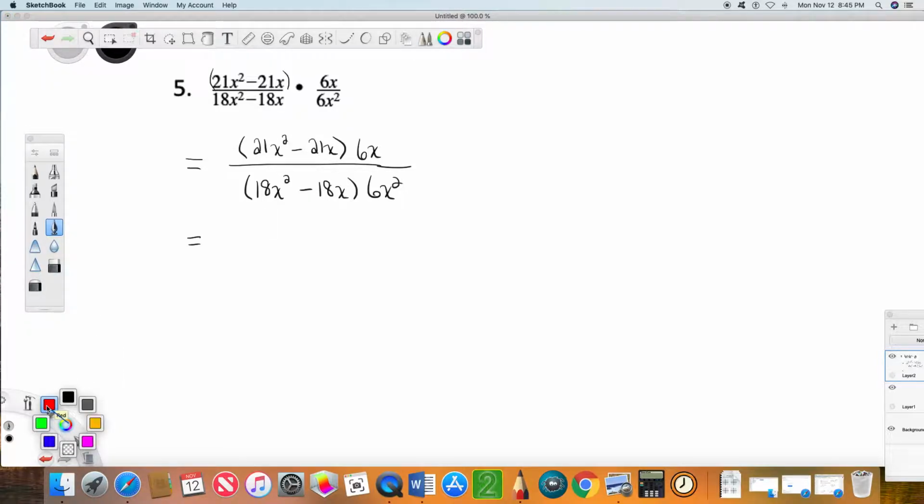So let's come off to the side, and let's take a look at 21x squared minus 21x. I'm going to write 21x squared as 21x times x, and I'm going to write 21x as 21x times 1. And look at what I have. In the first term and in the second term, I have something in common, 21x. I'm going to factor out that 21x. So in the first term, what I have left is an x, and in the second term, what I have left is a 1. So I can rewrite this binomial as 21x times (x minus 1).